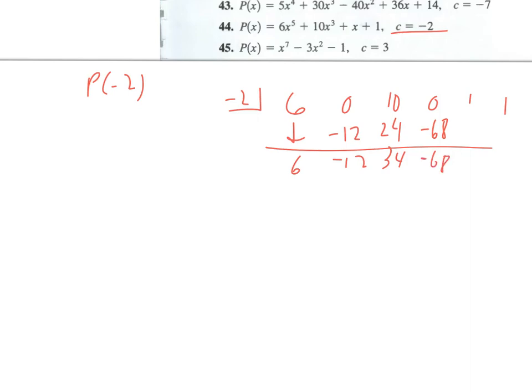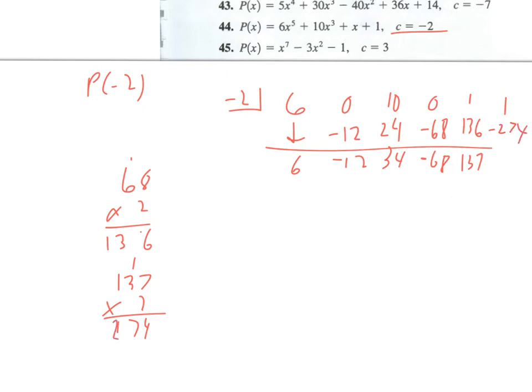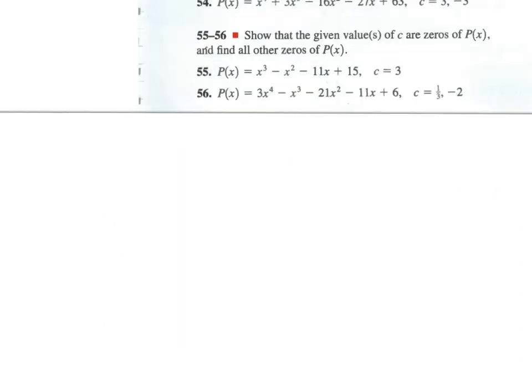And let's see, 68 times 2, getting kind of big here. 136, okay. So that'll be 137, and then times 2. Oh wait, that's actually 274. So that'll be a negative 274, and then we add that down, we get negative 273. That's our remainder, and so that is equal to P of negative 2.